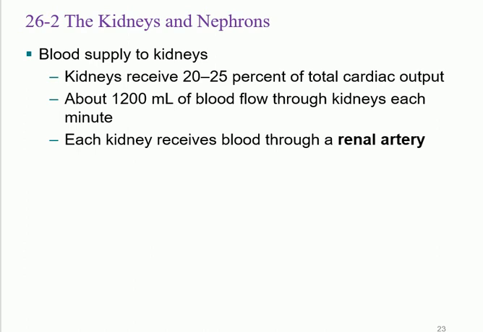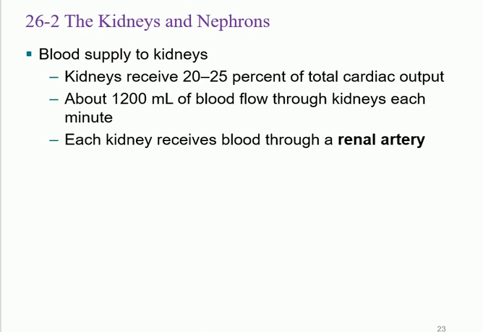Blood supply is one of the important things that we should know. The kidney receives 20 to 25% of the total cardiac output. That cardiac output goes out to the aorta, goes down to the renal arteries, both of them. What goes is about 20 to 25% of the cardiac output, which is about 1.2 liters. You should remember these numbers.